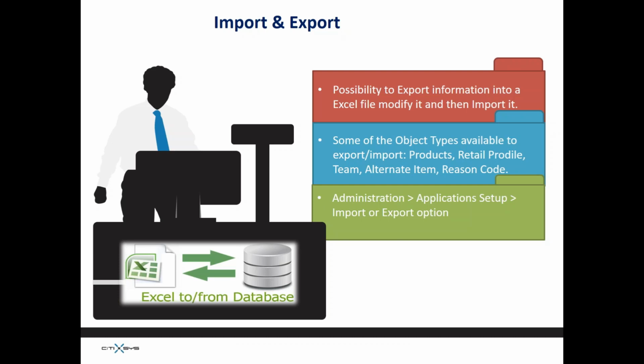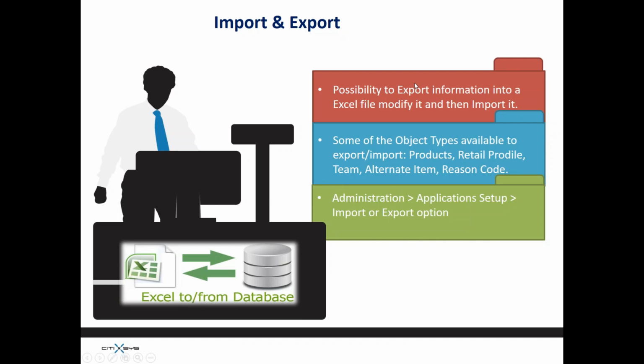Oh wait, it's CSV comma delimited. No, wait, it's CSV semicolon delimited. Those wonderful options. So because we don't do that, we instead allow it to import directly in from Excel itself. That means that you can use a lot more of your formulas, and also you can use multiple sheets. Some of the object types available to import and export: products, retail profile, teams, alternate items, and reason codes.